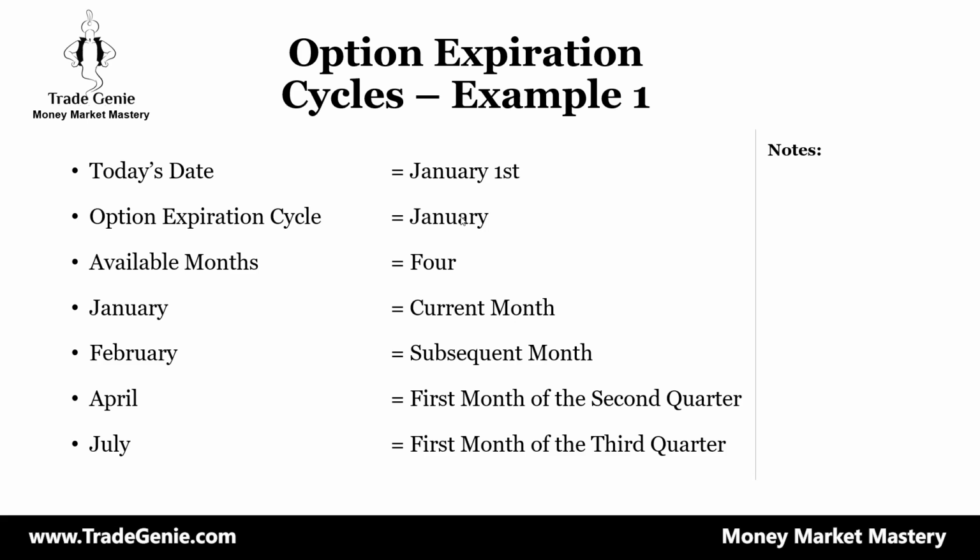Then you ask, what is the first month of the second quarter and the third quarter? The answer is April and July. So for a stock assigned to the January cycle, you will see January, February, April, and July options listed. There's no March, and no May or June listed. If you are a short-term trader or hedging, these 2 months, January and February, are enough for you for the month of January.